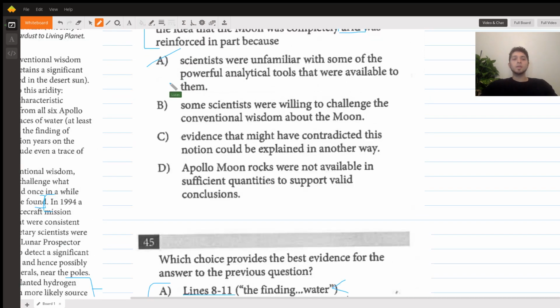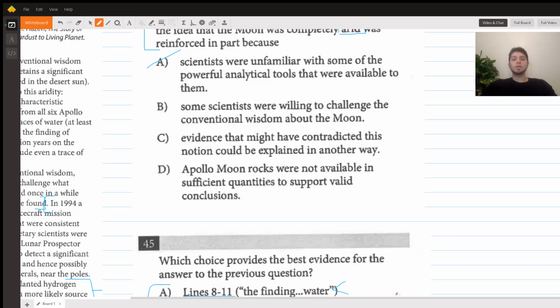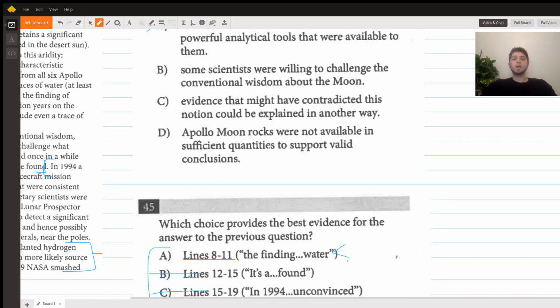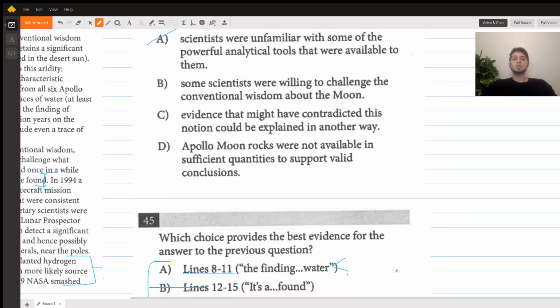So A is wrong. B says that some scientists were willing to challenge the conventional wisdom about the moon, and that's the reason why the belief that the moon was dry or arid still remained or was reinforced. This doesn't really make too much sense. One, none of the answer choices really talk about the willingness of scientists to challenge the conventional wisdom of the moon or their lack of willingness. But in any case, if they were willing to challenge the conventional wisdom of the moon, that would lead them towards finding out that the moon wasn't arid, because the conventional wisdom is that the moon is dry, is arid. So if they were willing to challenge that, that wouldn't reinforce that claim, that would go against that claim. So B is not a good answer choice.